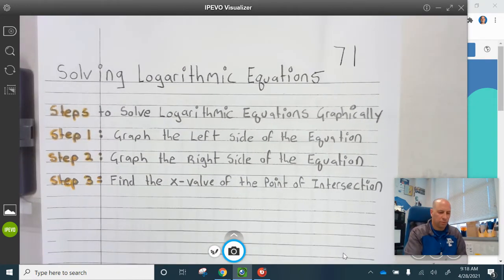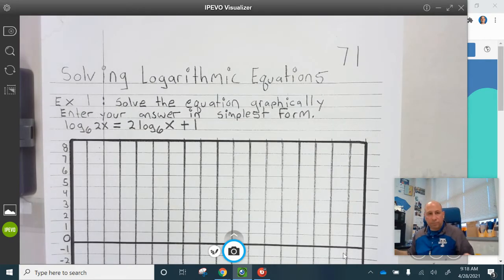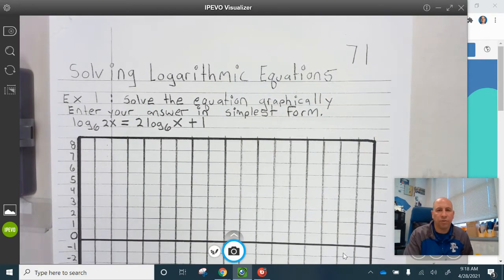All right, go ahead and finish up that page. All right. Example 1, solve the equation graphically. Enter your answer in simplest form. Log base 6 of 2x equals 2 times log base 6 of x plus 1.